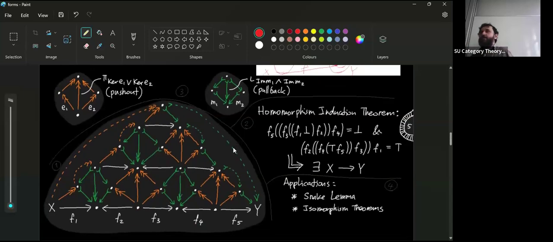Essentially, morphisms, that is true. So that's the power of it.